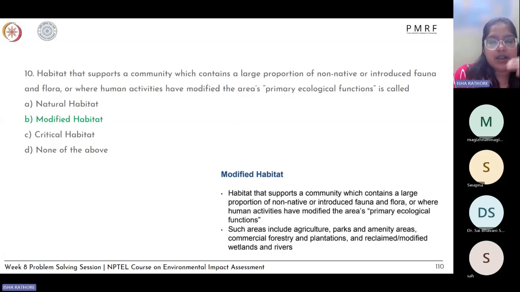Whereas critical habitats are habitats which are critical for certain species, critically endangered or endangered species to survive, or areas which have certain ecological value. So those are your critical habitats. So the answer B, that is modified habitat, is the correct answer. Okay, moving on to the next question.